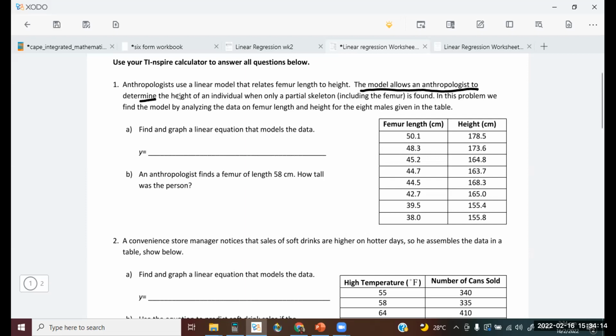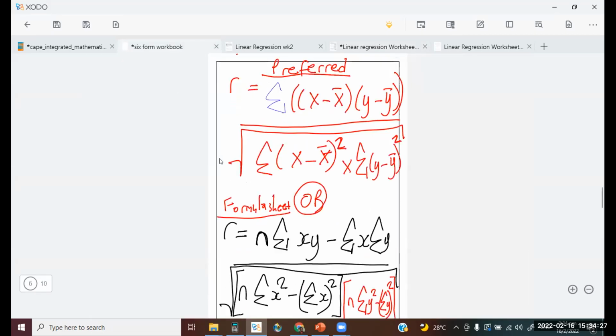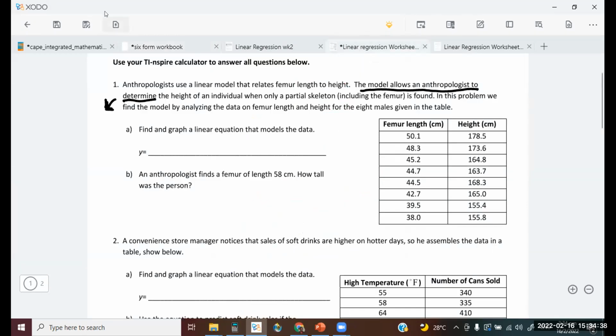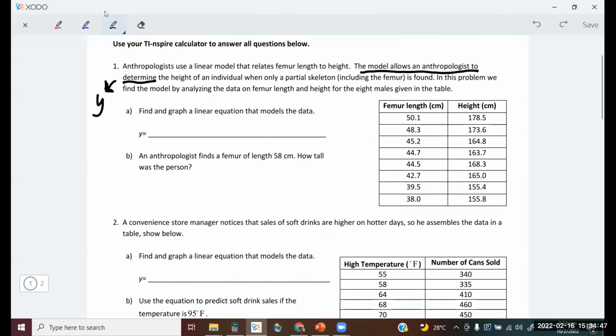Another word for determine is what? To find. What word were we using today? Predict. To determine, so remember we started with that word right here, predicted output value. That's a y, right? Yes, sir. So always look out for the word in the question. Once you see determine, that's your y value. In other words, they're saying our y is the height of an individual. So they're giving us our y. The y in this case is the height, and the femur length is our x.